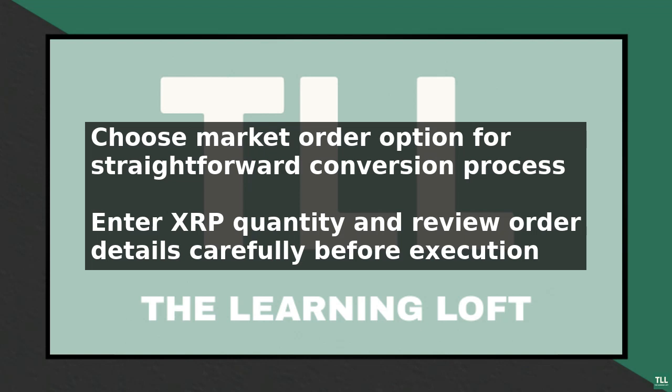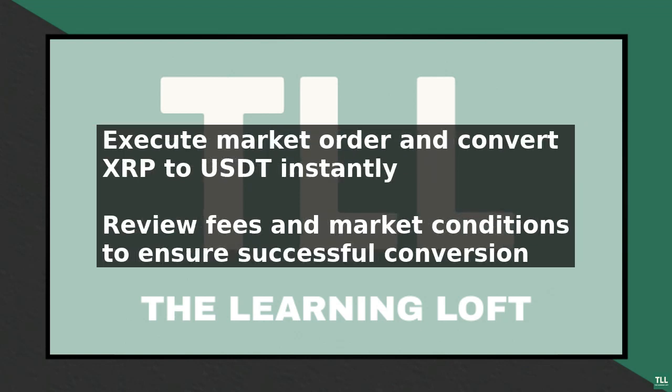Once the order is executed, the XRP will be converted to USDT at the current market price, and the USDT will be added to your account balance. You can then use the USDT for further trading or withdraw it to an external wallet. It is essential to note that market orders are executed instantly, and the price may fluctuate during the execution. Therefore, it is crucial to review the order details carefully before confirming the transaction.